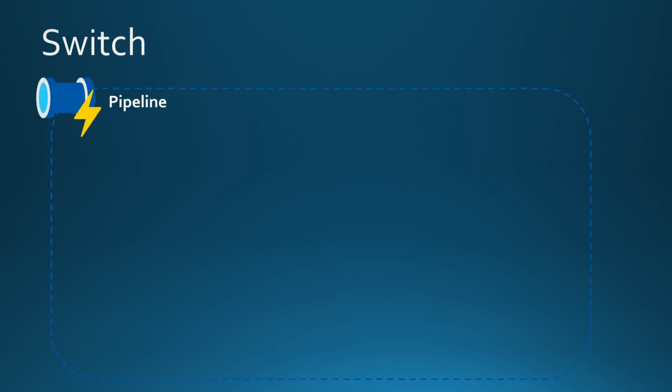So next, let's cover its brother, switch activity. Now let's cover switch activity in more detail. In our setup, we have a Data Factory pipeline. In that pipeline, we have activity 1 followed by activity 2.